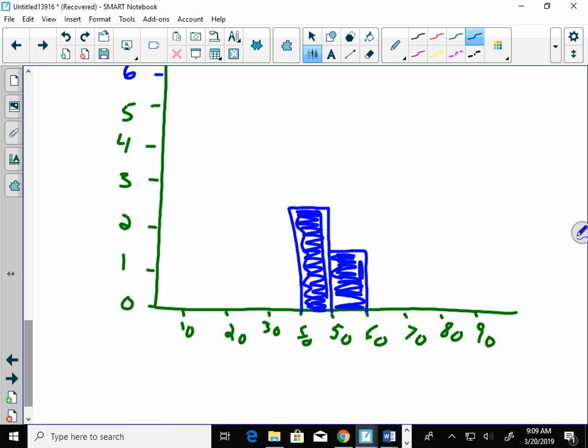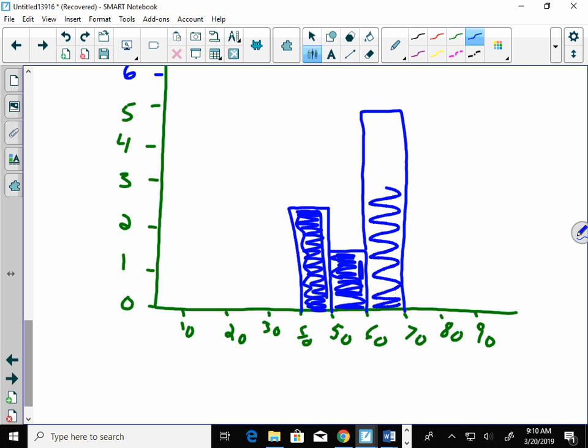Then from a 60 to a 69. I'm just quickly shading them in. It doesn't have to be perfectly etched or anything like that, okay?